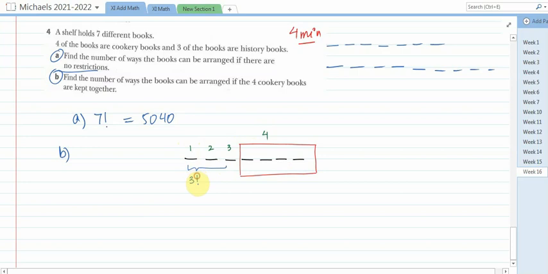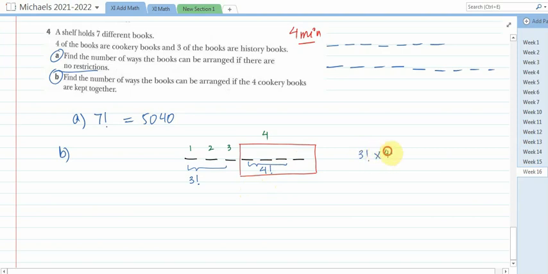After that, in that box there are 4 cookery books, and these books can be arranged in any order as well, because the condition is they need to be placed together. So that is 4 factorial for these 4 cookery books. Alright, so the answer is 3 factorial times 4 factorial.